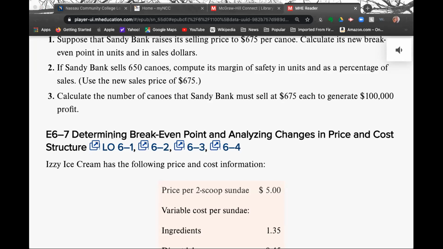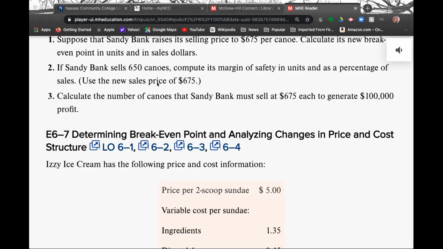So the first thing we need to figure out is what's the contribution margin per unit? The selling price of an ice cream sundae is $5. The variable cost was $2. The contribution margin is $3. Now, if I want to calculate that contribution margin ratio, I can do that. Contribution margin over selling price, 3 over 5 is 60%.